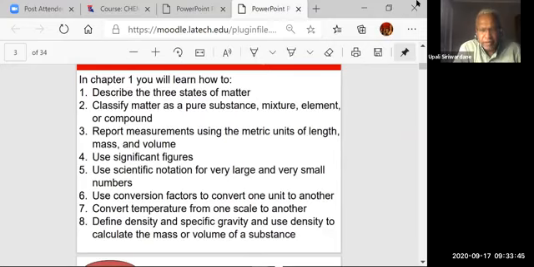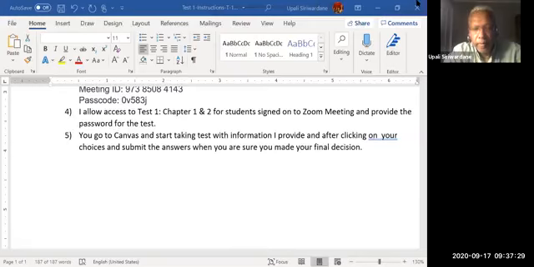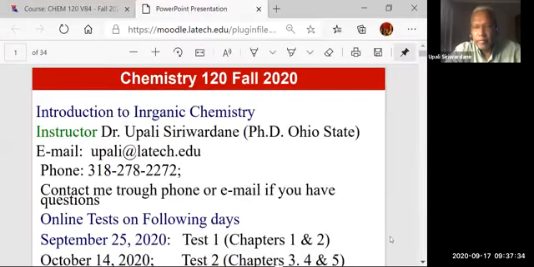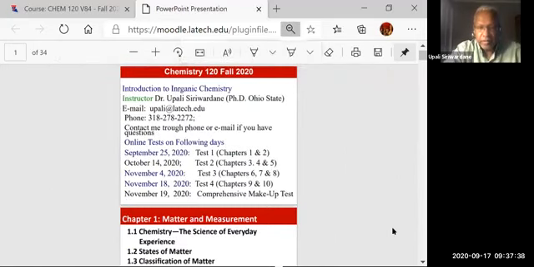A conversion factor is like 1 inch is 2.5 centimeters, like that. And temperature conversion from Celsius to Fahrenheit, Celsius to Kelvin. There's a slide on the PowerPoint presentation. Okay, that's the chapter 1 slide.